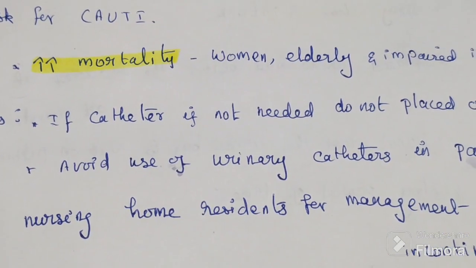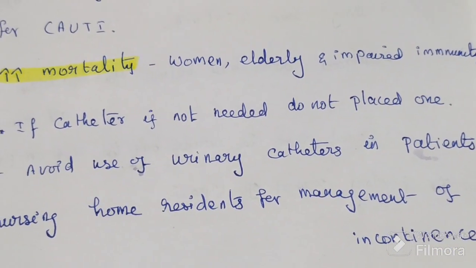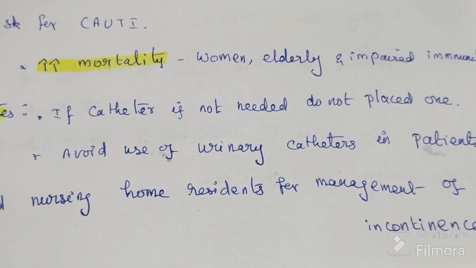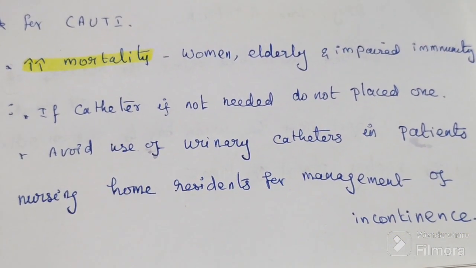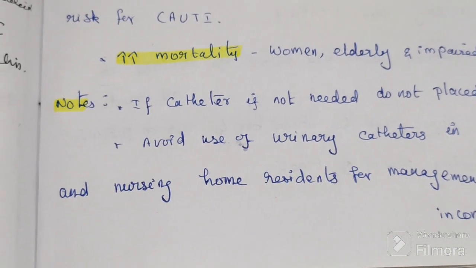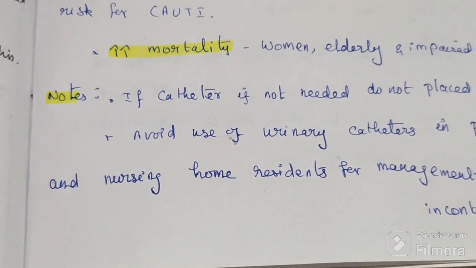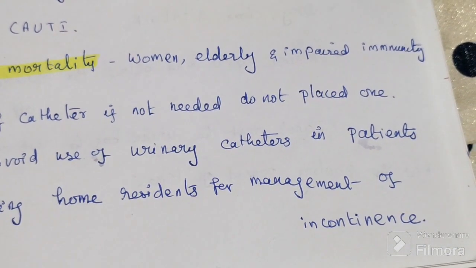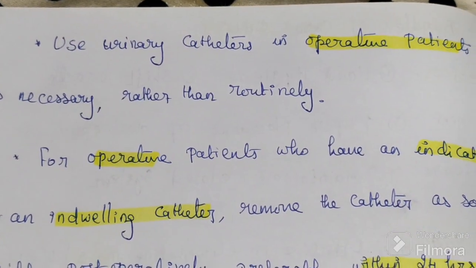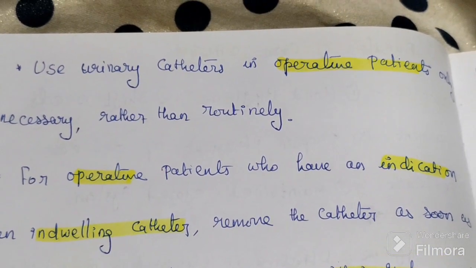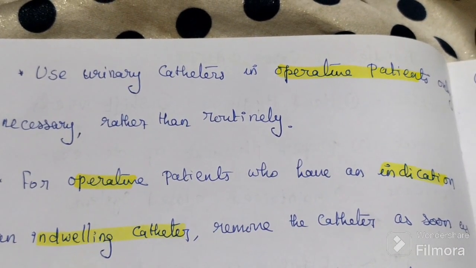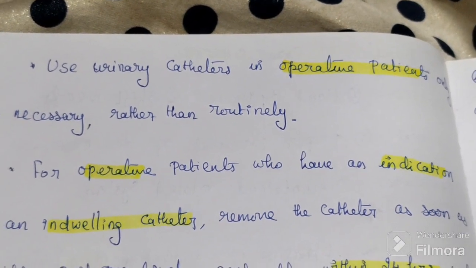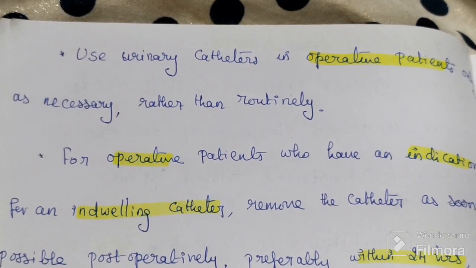Then avoid use of urinary catheter in patients and nursing home residents for management of incontinence. Third one, use urinary catheter in operative patients only as necessary rather than routinely. Necessary means we can use.